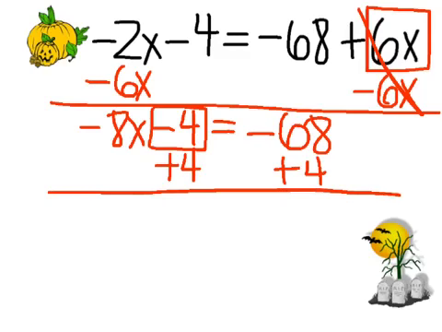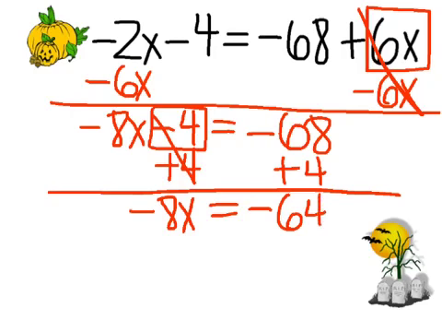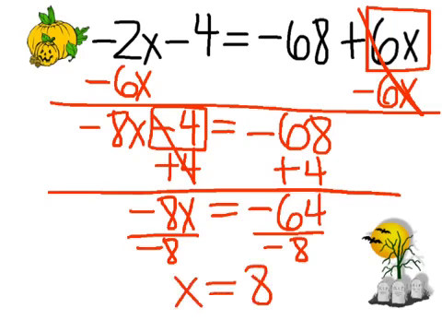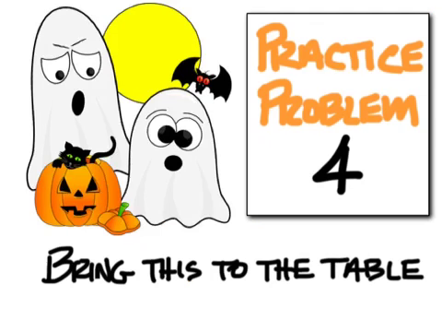When we add 4 to both sides, on the left, all we have is negative 8x. On the right, negative 68 plus 4 is negative 64. We divide by our coefficient, which is negative 8. And negative 64 divided by negative 8 is a positive 8.